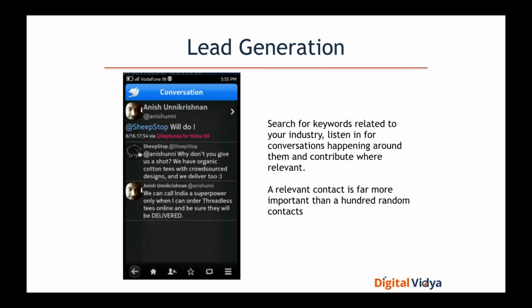What the Sheepstock guys did well was that they engaged with another human being like a human being. Anish Unnikrishnan said we can call India a superpower only when I can order threadless tees online and be sure that they will be delivered. Sheepstock, a brand which already deals in these kinds of tees and designs, monitored it and said that we have organic cotton tees designed with crowdsourcing and will be delivered. And this guy then says will do. There's a chance that now an interaction will happen. If Sheepstock had simply focused on getting more followers, this interaction wouldn't have happened.